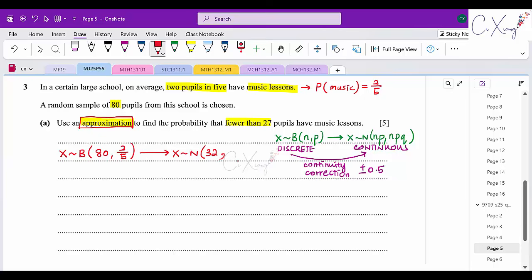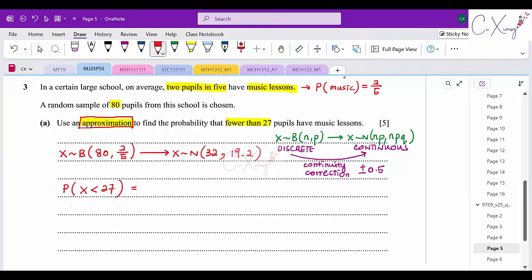Then for the variance, it will be n times p times q. So 80 times 2/5, and q will be 3/5. When you multiply them, you'll have 19.2. So it successfully changed the binomial to a normal distribution. Then let's set up the question here. I want to find the probability of the number of pupils fewer than, meaning less than, no equal sign, 27.